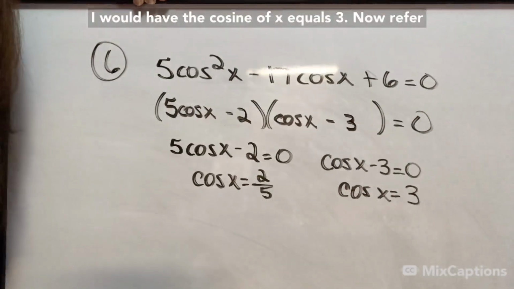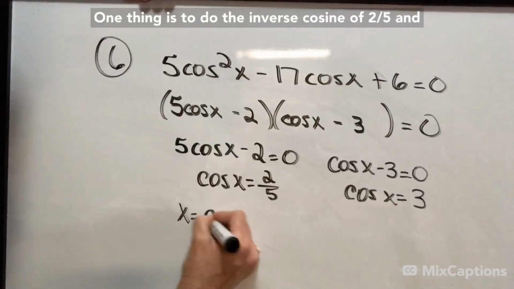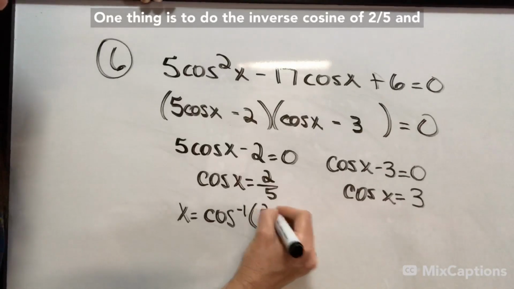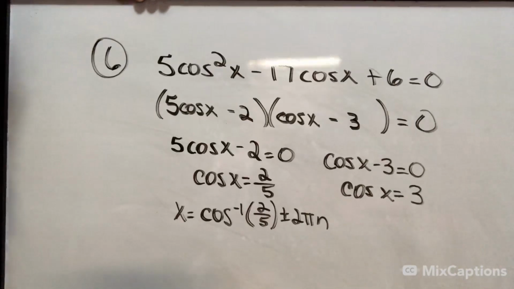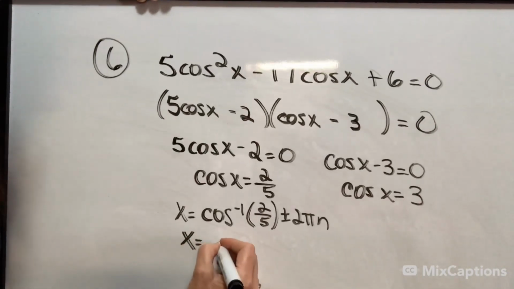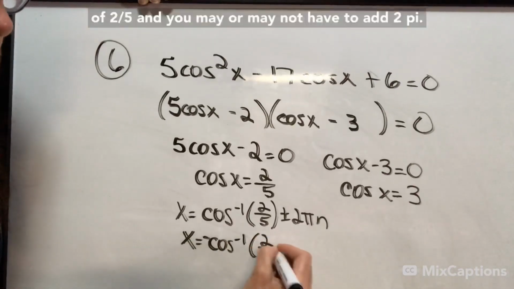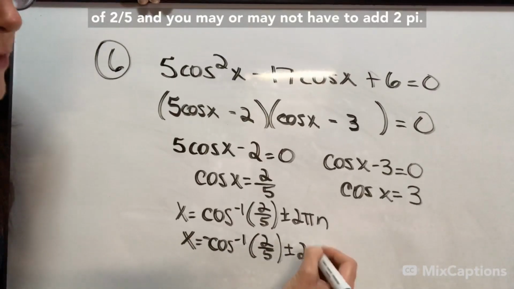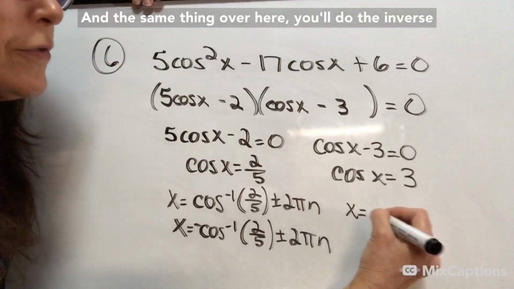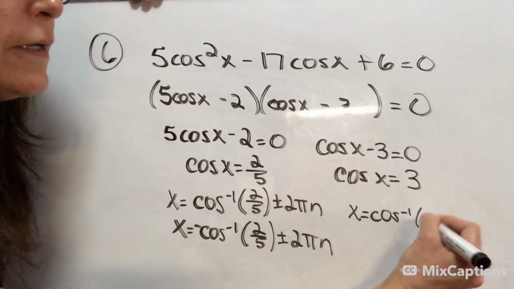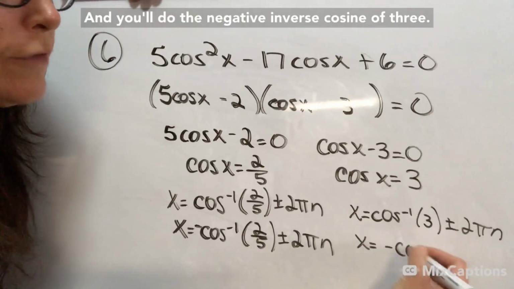Now refer to your formula sheet. So you'll need to do several things. One thing is to do the inverse cosine of 2/5, and you may or may not have to add 2 pi. And then you'll do the negative inverse cosine of 2/5, and you may or may not have to add 2 pi. And the same thing over here. You'll do the inverse cosine of 3, and you'll do the negative inverse cosine of 3.